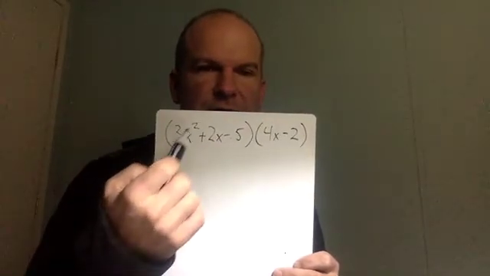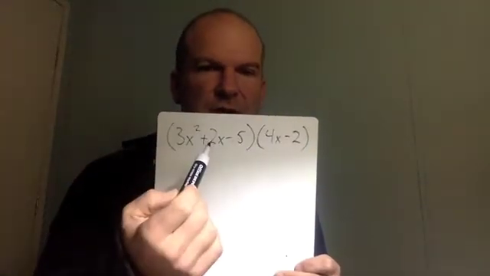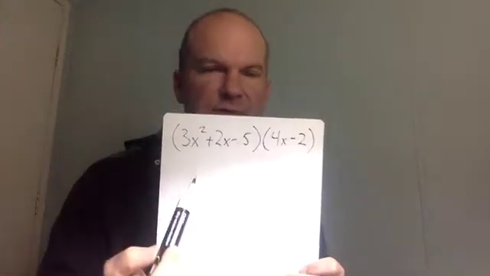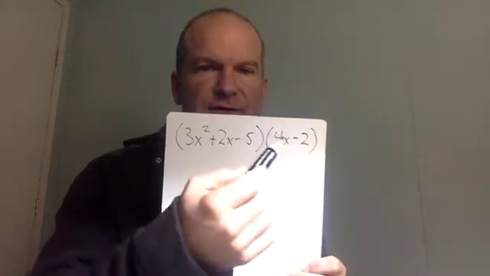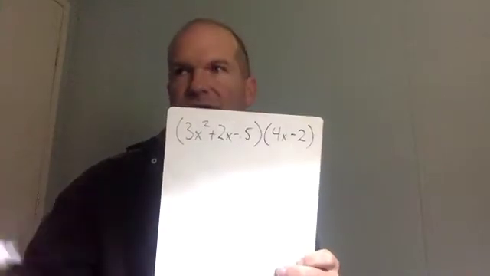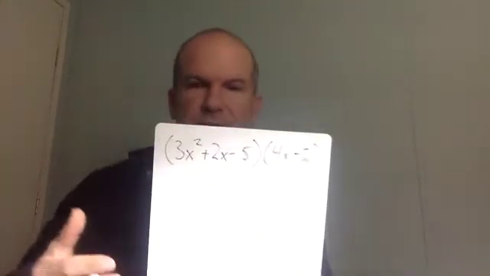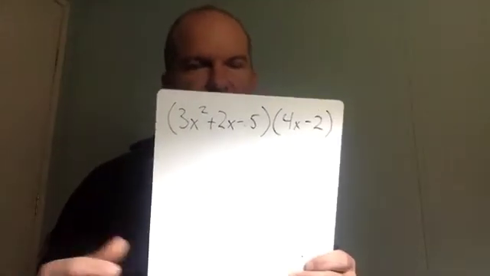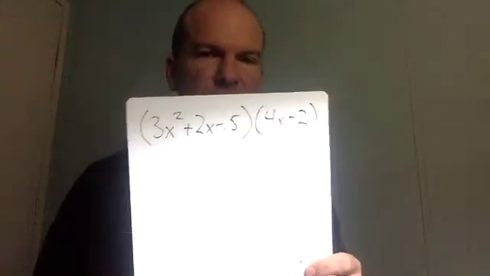The 3x squared times both of those will give you 2. The 2x times both of those will give you another 2. That's 4. And the negative 5 times both of those will give you another 2. So you're going to have six terms. And if you have some of them that are the same, like terms, then you'll combine those. So let's get to multiplying.